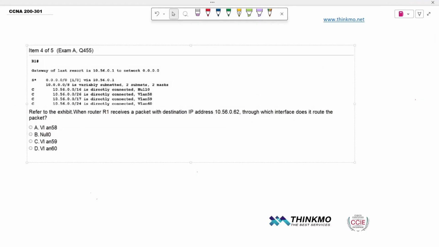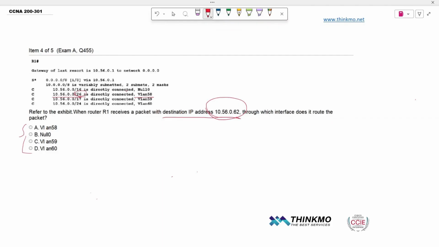For question 4, it says that the router receives this IP packet, with the destination IP address being 10.56.0.6. Which route will it match? It's about route matching again. Which specific route will it ultimately match to send out this data? It's initially asking about the VLAN, but in reality, it's still fundamentally about the route matching process. Looking closely at this IP address, 10.56.0.62, it should definitively match this specific route, which is designated for VLAN 58. Why exactly is that the case? Because of the longest prefix match.